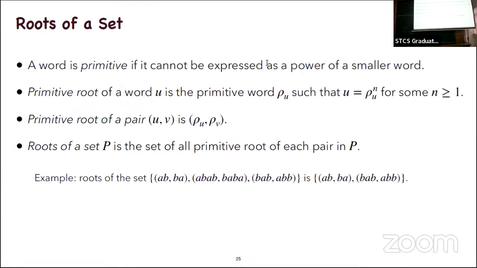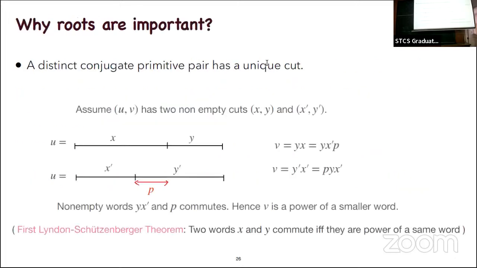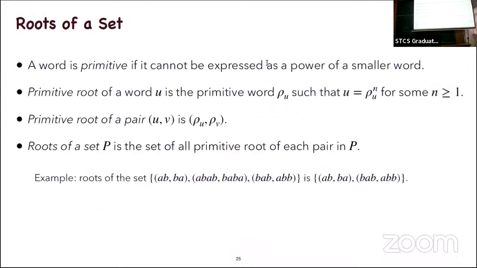Now, roots of P is the set of all primitive roots of each word in P. So, roots of the set ABAB, ABABAB: these two have the same primitive root AB. That is the primitive root. Why are roots important? Sorry, could you go through it again? Yeah. Roots of P: you take all the primitive roots of every word in P. That's your roots. Okay. Now, why are roots important?